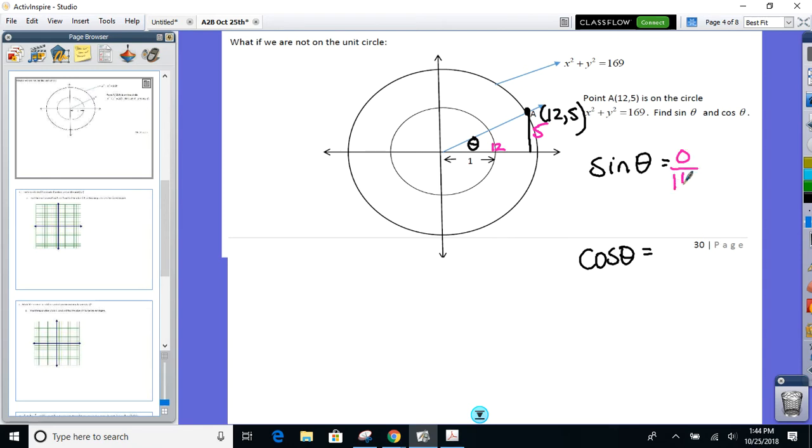Opposite over hypotenuse. Do you guys know the opposite side? Oh, didn't label the hypotenuse. This is why we did geometry review. Pythagorean theorem, two sides of a right triangle, find the third. Yes, this is why we did all of it. Just not to stress you out. We did it for a reason. Find the hypotenuse.